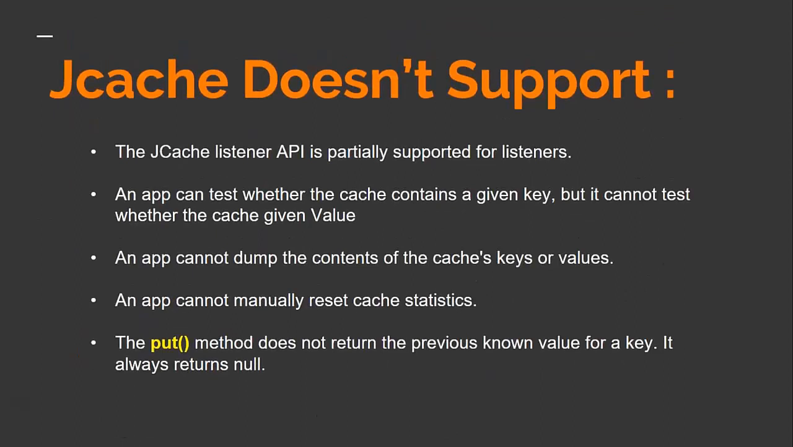It supports only partial listeners, and it does not support calls like put or remote listener calls. It also tests whether the cache contains a given key, but it cannot test whether the cache contains a given value. The application cannot dump the contents of the cache keys or values, and your app cannot manually reset cache statistics, so we need to wait until it is completely flushed away. Also, the put method does not retain the previous known value of the key, so it always returns null. These are the features not supported by JCache.